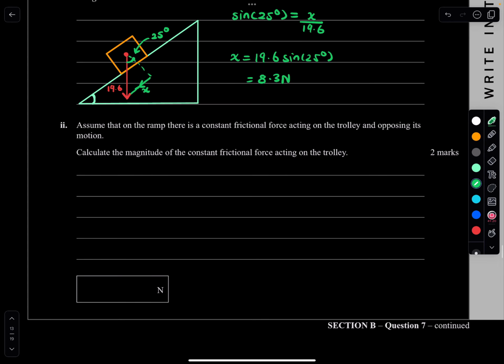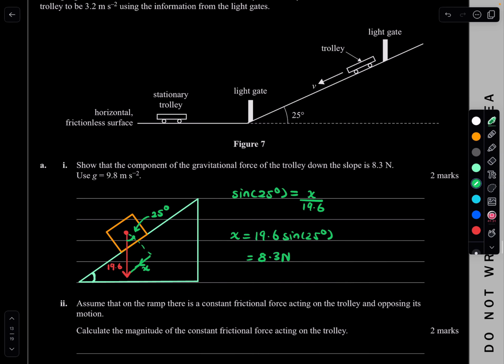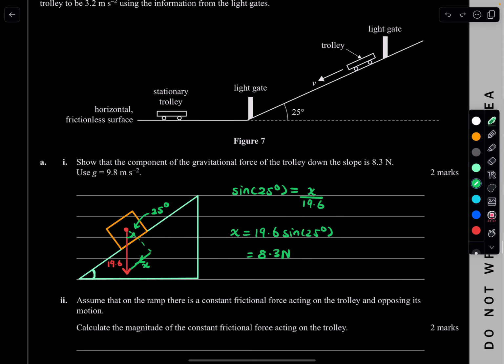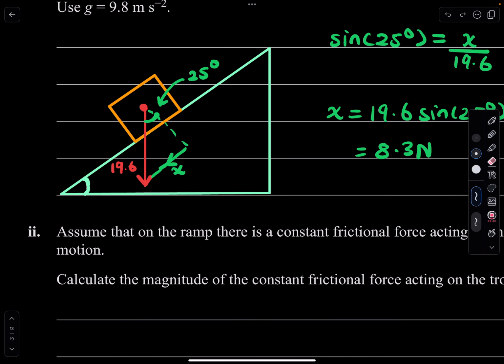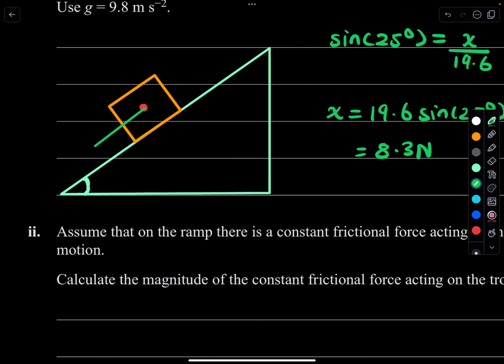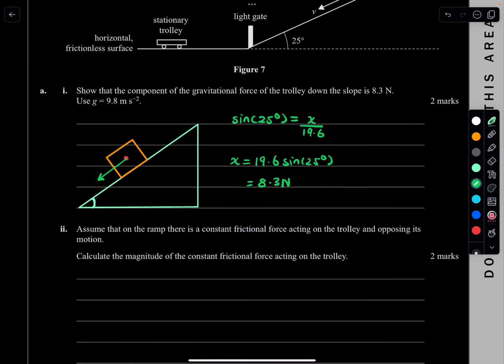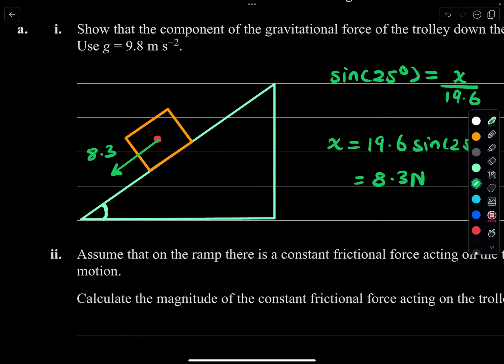That's good. So assume that on the ramp there is a constant frictional force acting on the trolley and opposing its motion. Calculate the magnitude of the constant frictional force acting on the trolley. Of course, there's going to be friction here. So let me break everything apart. The force that we just calculated is the only force that we're going to need because that's what accelerates it. So let's rub everything out. This is the force that accelerates it down the plane, and it was 8.3. And there's a constant frictional force that's going to oppose its motion, which is what we're trying to calculate.